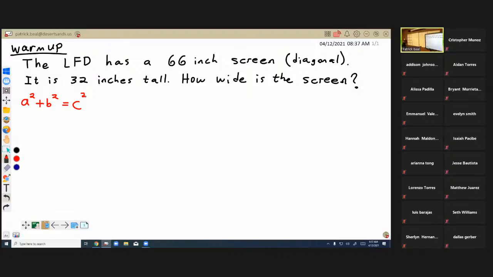By the way, the LFD is this thing up here. That's the screen that I'm writing on. This LFD is advertised as having a 66-inch screen. If you remember from our lesson before we went on spring break, when they advertise the size of the screen, they're advertising the diagonal length of the screen. So from corner to corner, that's 66 inches.